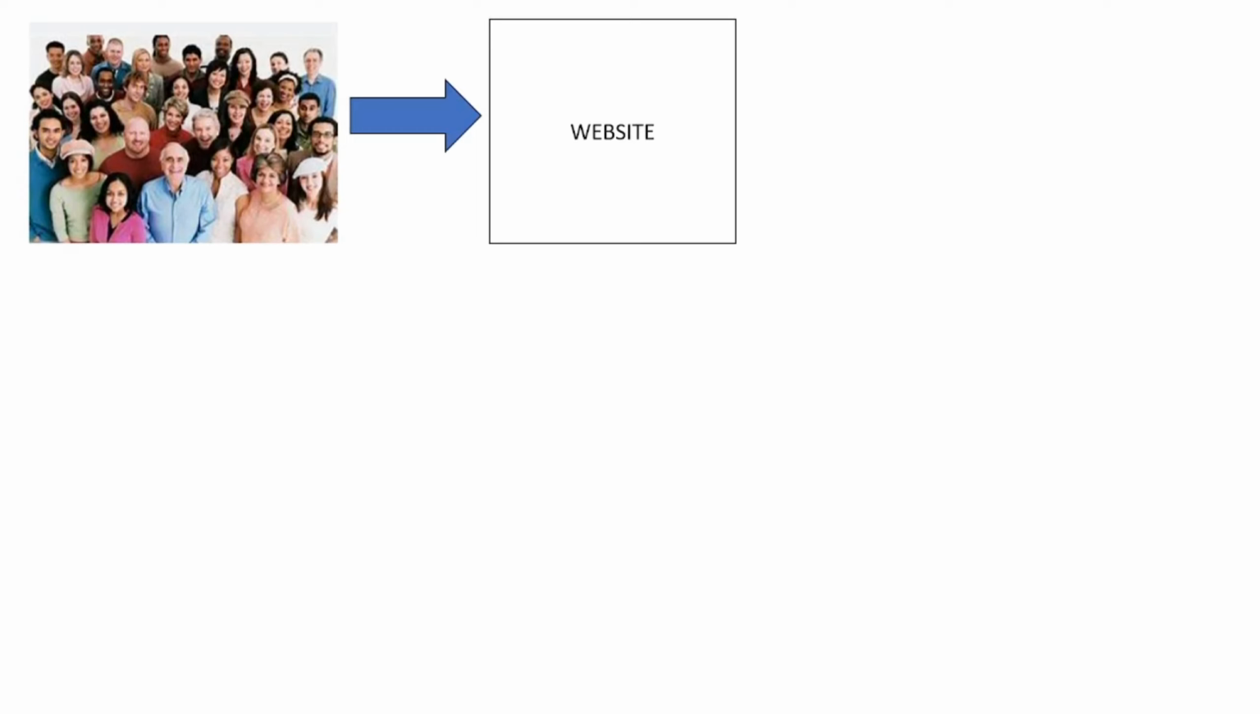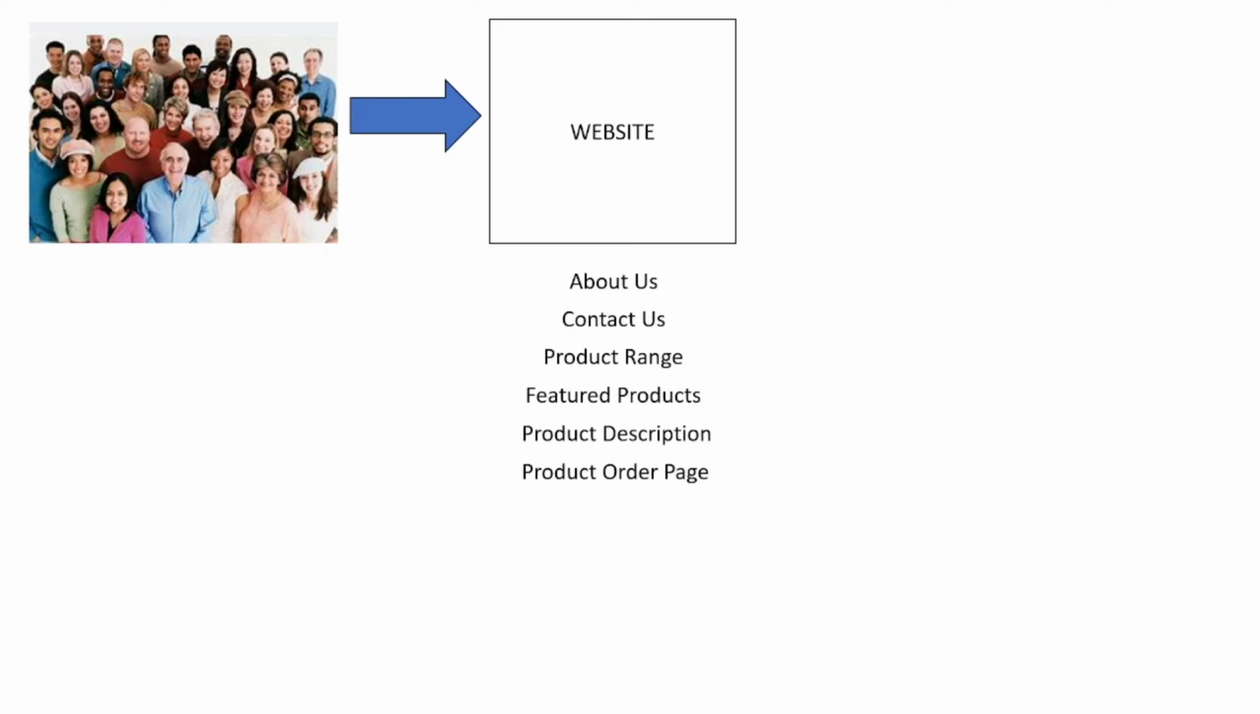Regardless of whether you are using a website or a funnel, the first stage usually is to draw the traffic. Subsequently, when it comes to a website, this is where you are bringing the traffic towards. The problem with websites is there are several links on a page. For example, you have the About Us page, the Contact Us page, product range, featured products, product description, product order form, even the checkout page, and then the order confirmation page.